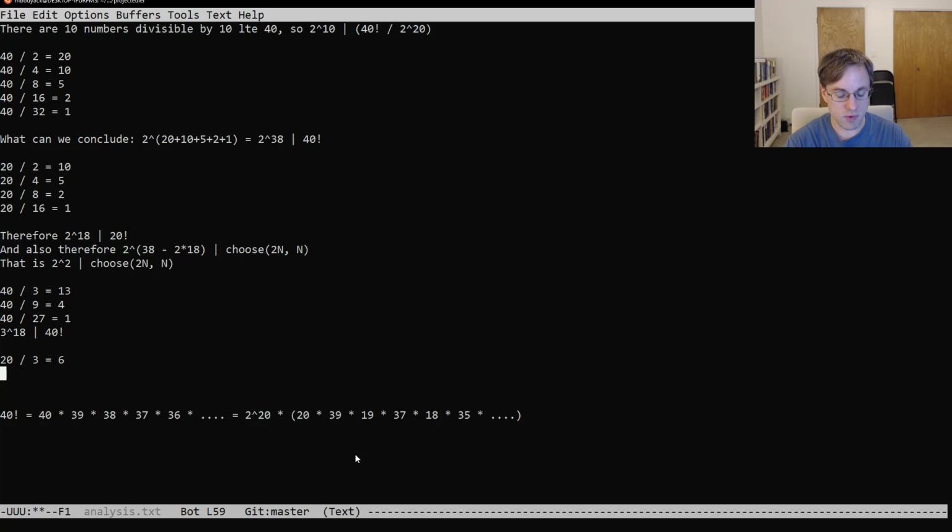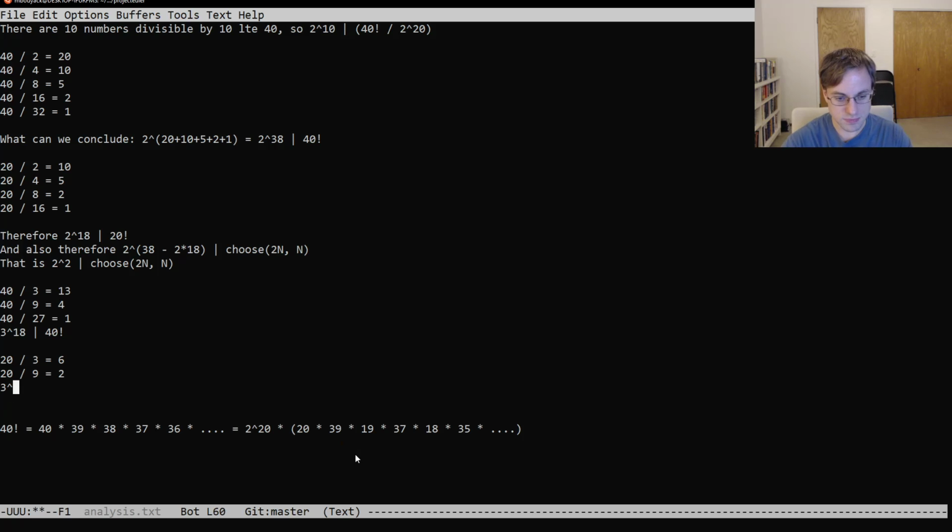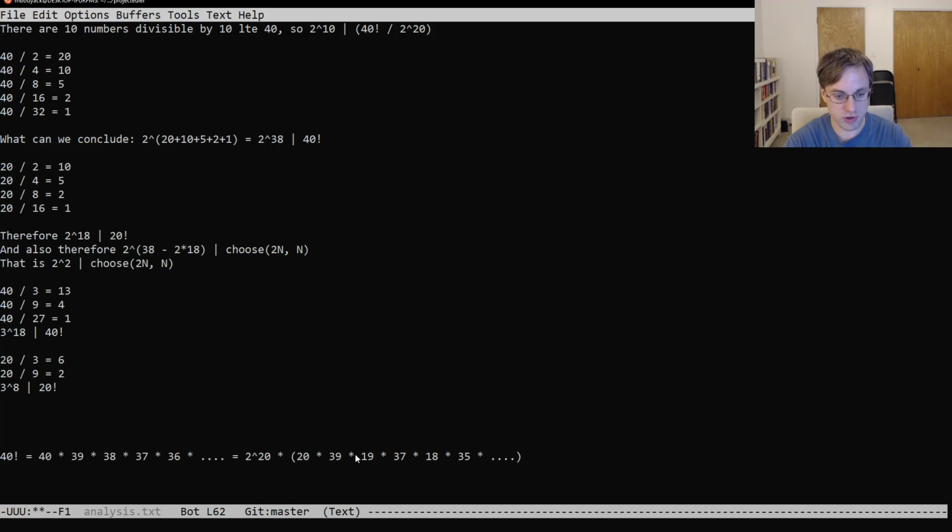Okay, so then we'll say 20 divided by 9 is equal to 2. And that's it. 27 is greater than 20, so that doesn't matter. Okay, so then we'll say 3 raised to the 8th divides 20 factorial.